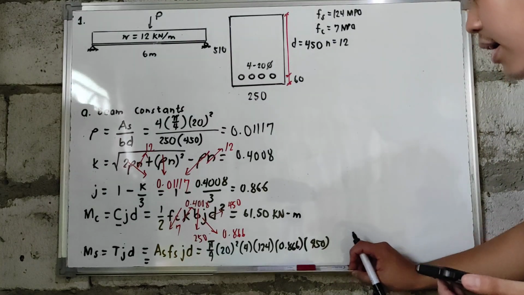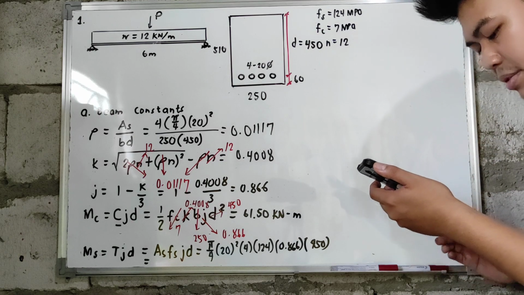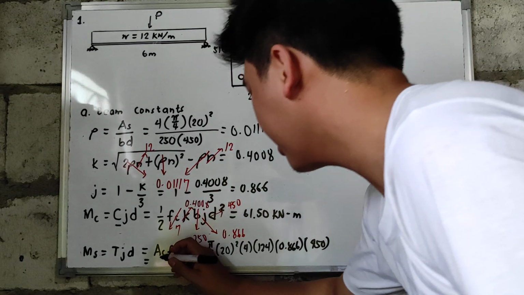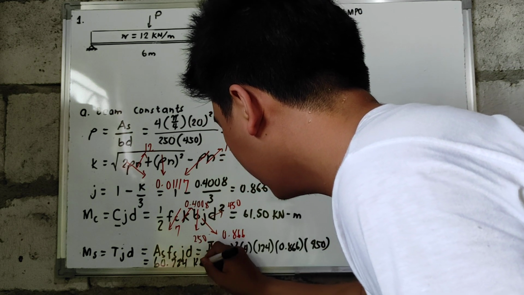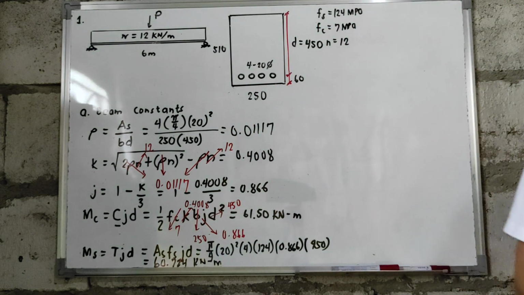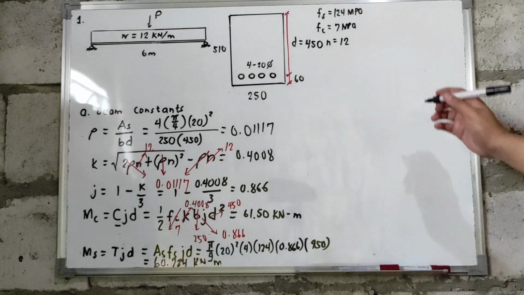Kaso nga lang, para ma-convert natin yung Newton mm to kilonewton meter, aalisin lang natin yung times 10 raised to 6. So we have a value of 60.724 kilonewton meter. So ngayon we have yung dalawang values ng mga moments natin. First sa concrete, which is equal to 61.5, and sa steel naman, which is equal to 60.724.